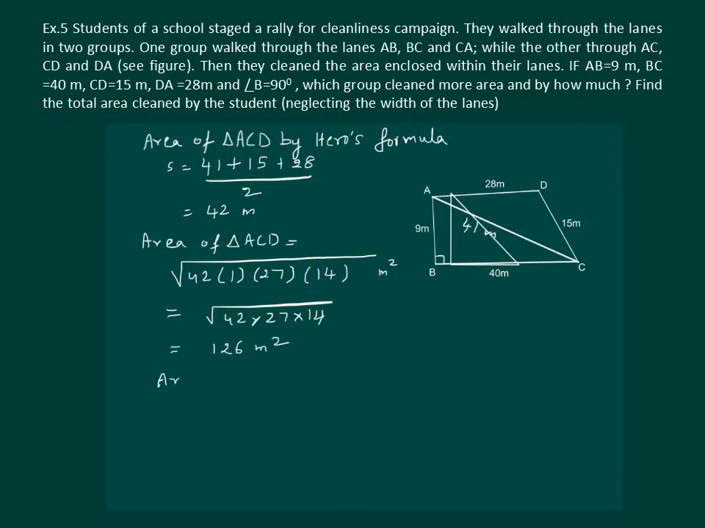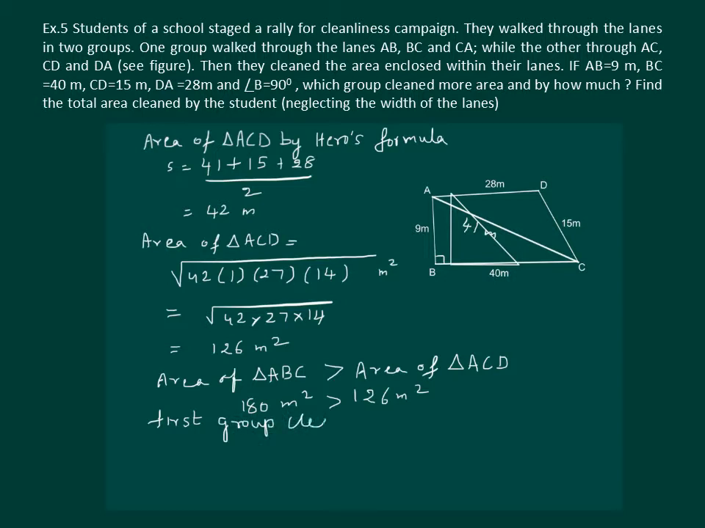Clearly, area of triangle ABC is greater than area of triangle ACD, that is 180 meters square is greater than 126 meters square, and hence we come to the conclusion that the first group cleaned more area, and the total area cleaned is equal to 180 plus 126 meters squares, that is equal to 306 meters square.